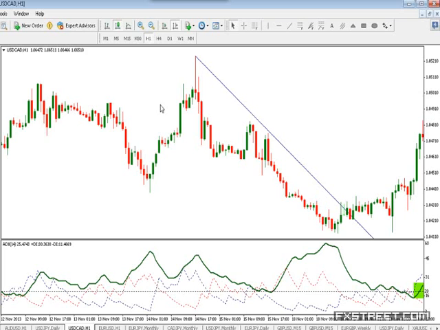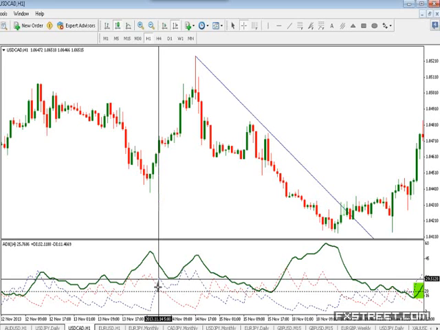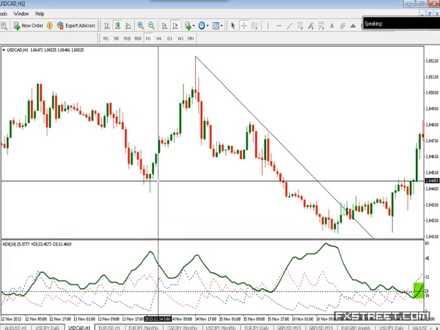Now first let's have a look at the DMI. The DMI consists of two lines. You have this red dotted line and you have the blue dotted line. Simply put, if your blue dotted line is above the red dotted line, it means that price is in an uptrend. And if your red dotted line is above the blue dotted line, it means the price is in a downtrend. That's one of the simplest ways.